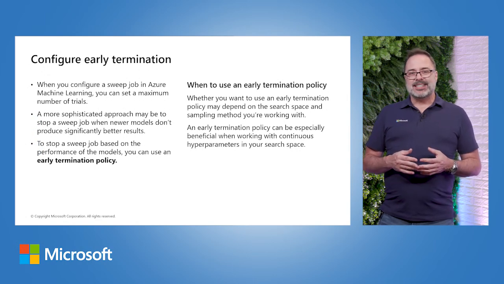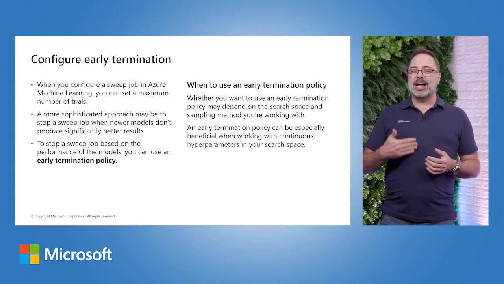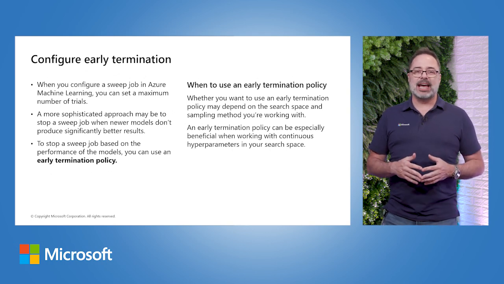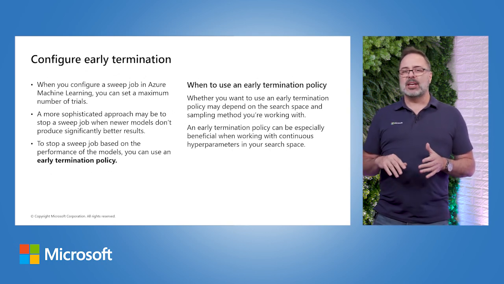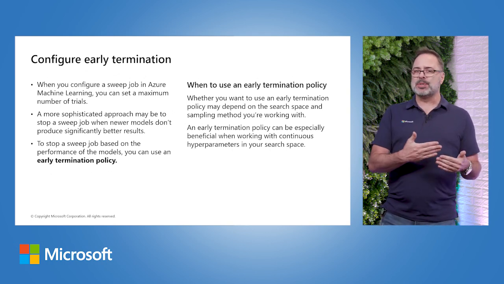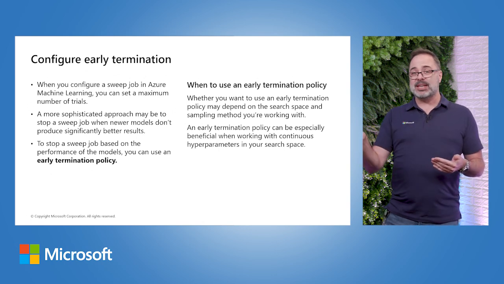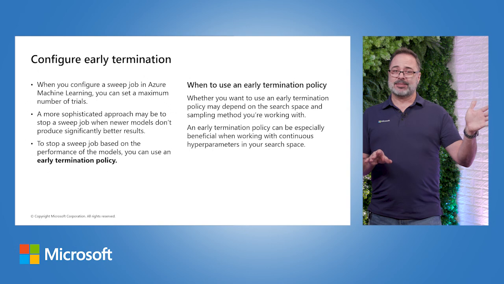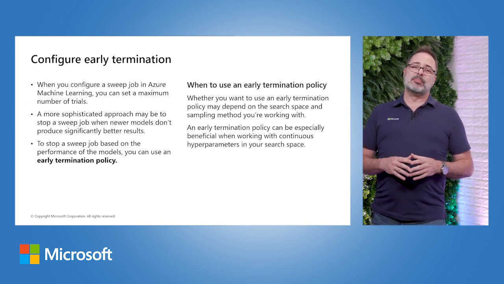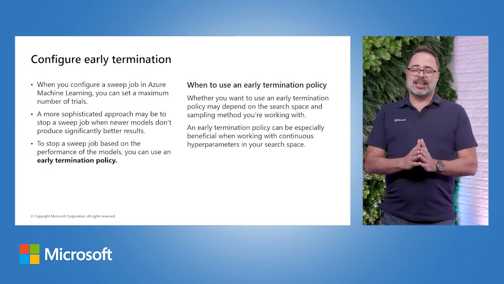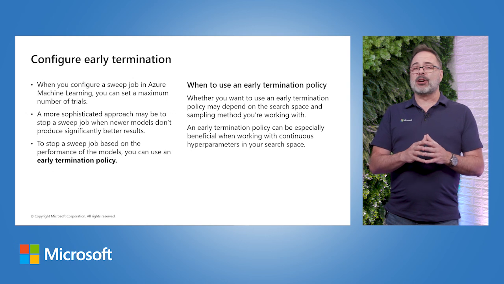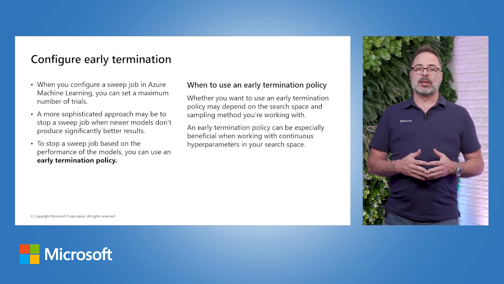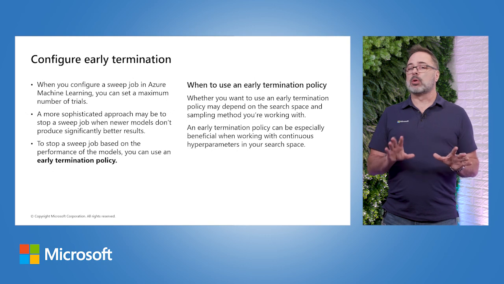Early termination policies are used to limit the number of trials that our sweep job would run. The idea here is that as we're running a lot of jobs, if we determine that a model is not producing better results than the previous trained models, we can stop wasting time training the model by stopping it early. This can save us valuable compute, which will translate into savings. We do have to consider our search space and which sampling method our sweep job is configured with, because early terminations are not supported for all of them.